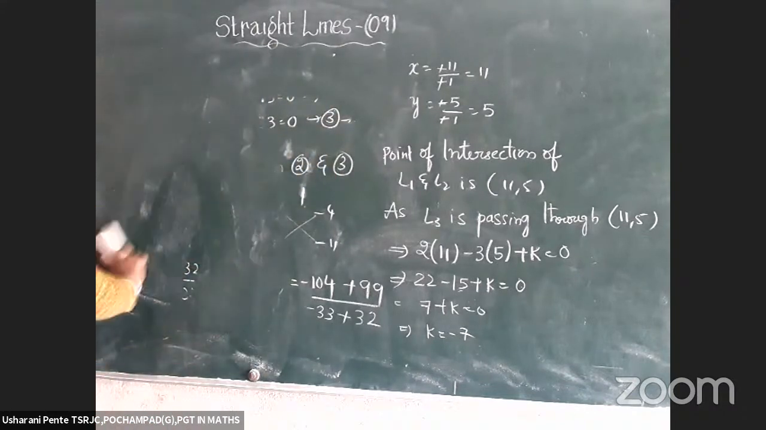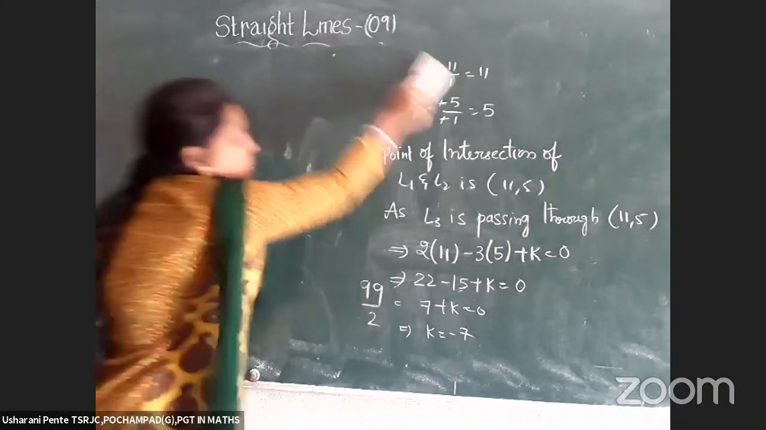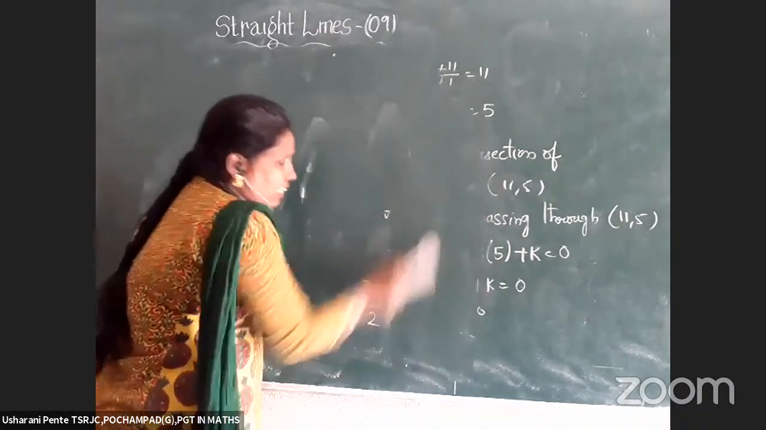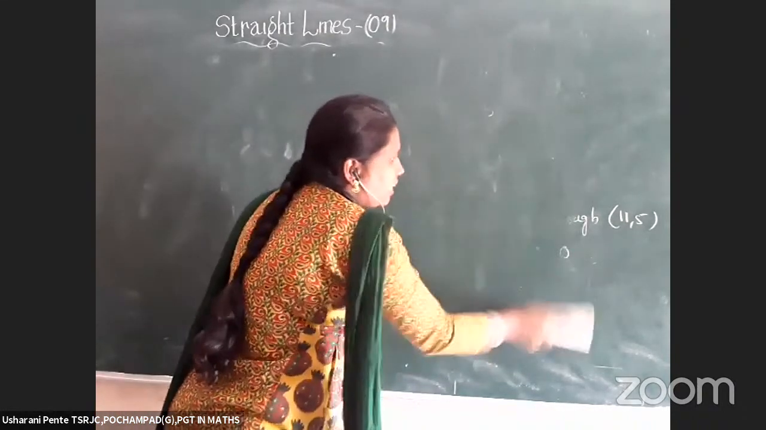So this is how we will find the value of k if 3 lines are concurrent. If they specify that the 3 lines are concurrent and in one of the lines they give the unknown value k.